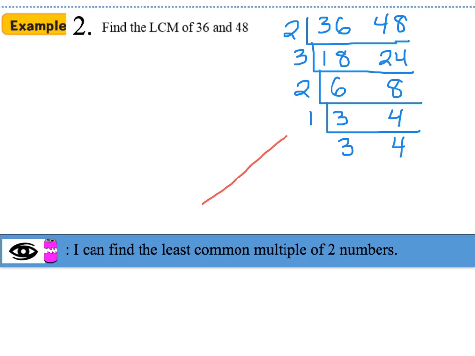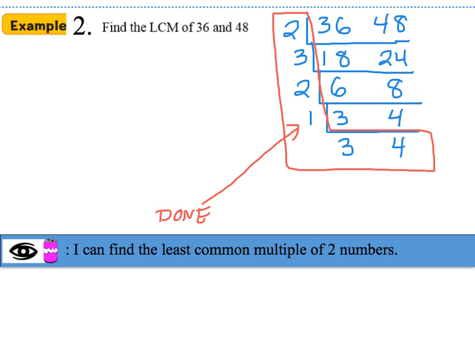Notice we've hit a stopping point because we have a 1 on the left-hand side of our ladder. So let's figure out the LCM of this by drawing an L, which stands for LCM, all around the outside of the box, and multiply every single number that's on the outside of this box. So let's multiply 2 times 3 times 2 times 1 times 3 times 4. Once again, I got all these numbers from the numbers inside of my L. So if I multiply it, 2 times 3 is 6, 2 times 1 is 2, and 3 times 4 is 12.